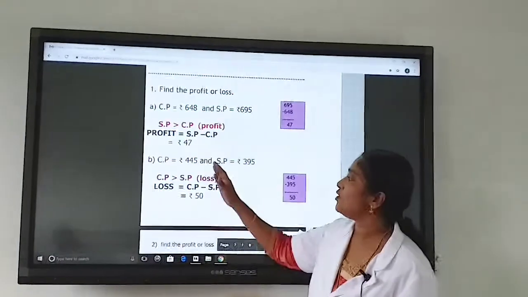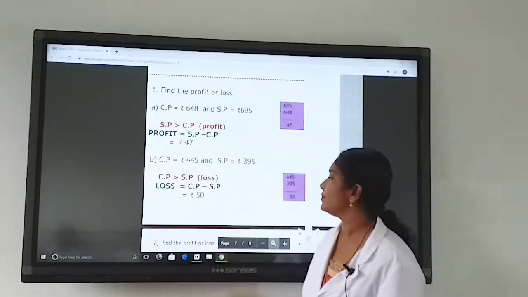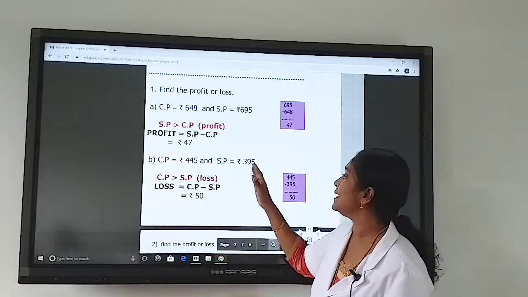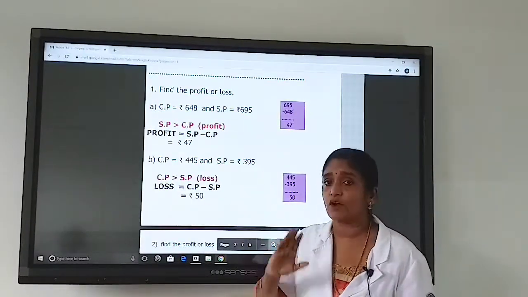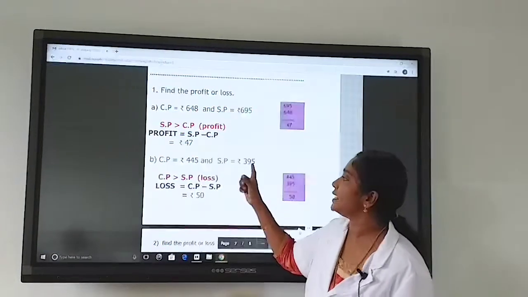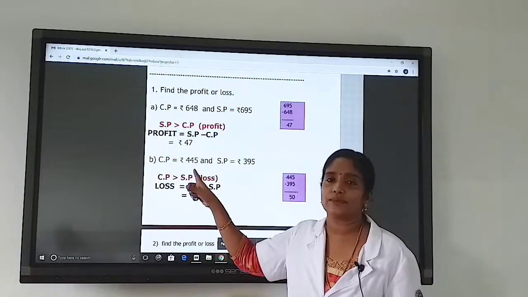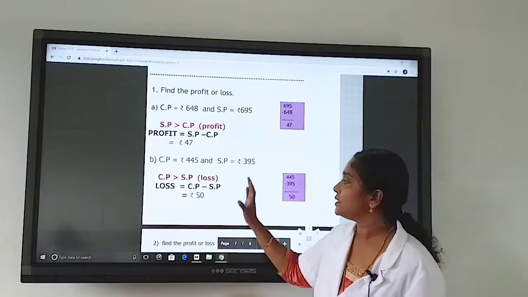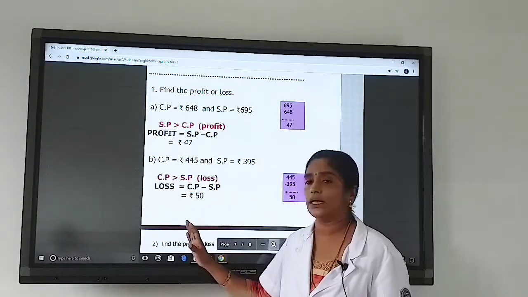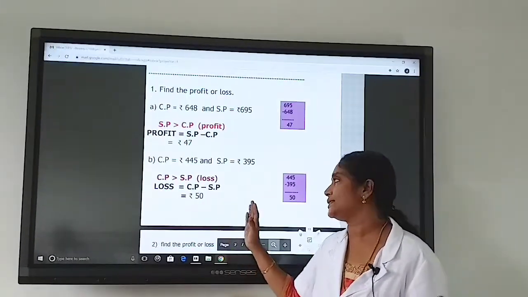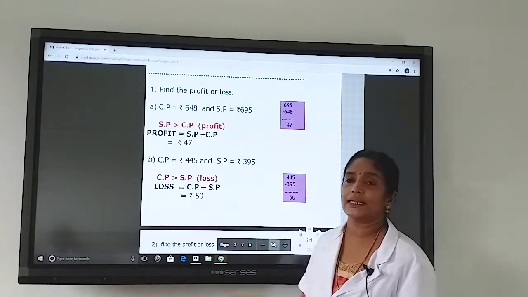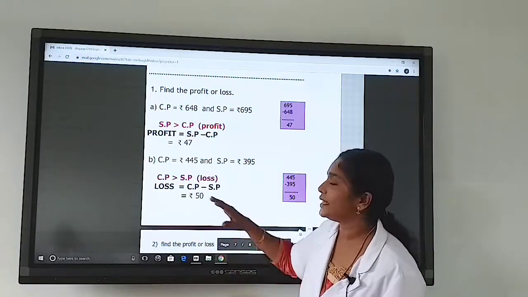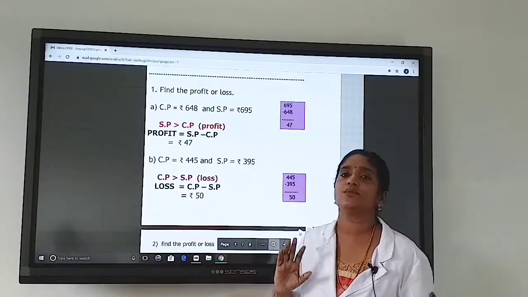Consider the next question. Cost price is 445 and selling price is 395. We want to find whether it is profit or loss. See here, selling price is less than cost price. So there is loss. What is the loss amount? Loss equals cost price minus selling price. That means 445 minus 395. We will get rupees 50. The loss is rupees 50.